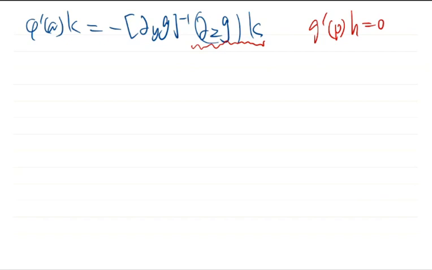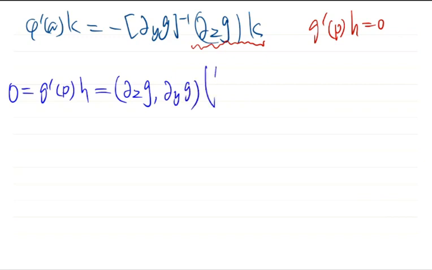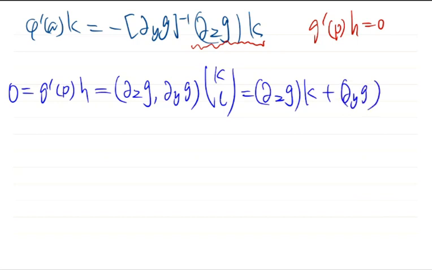This means zero is g prime p h. g prime p is the partial derivative with respect to z and the partial derivative with respect to y. And then our h is (k, l). So this is the derivative with respect to z times k plus the derivative with respect to y times l. Okay, so from this equation, the derivative with respect to y is an invertible matrix.